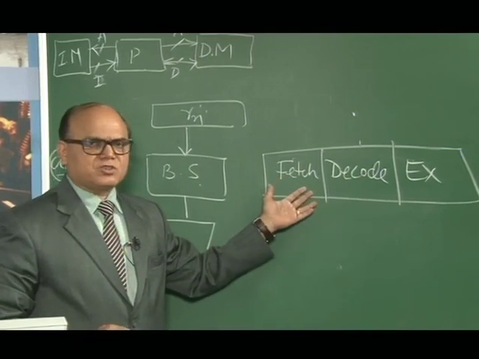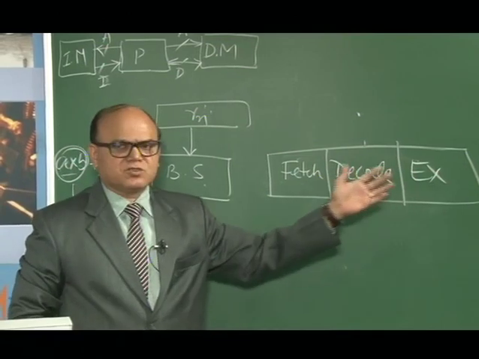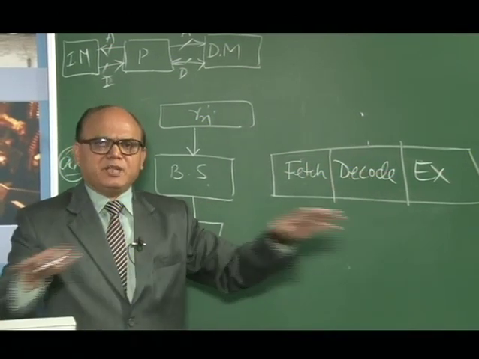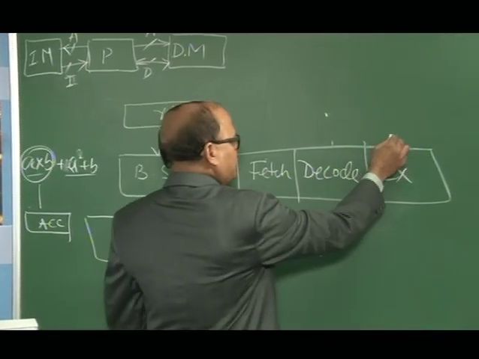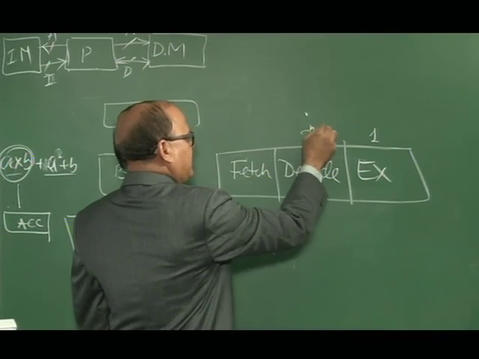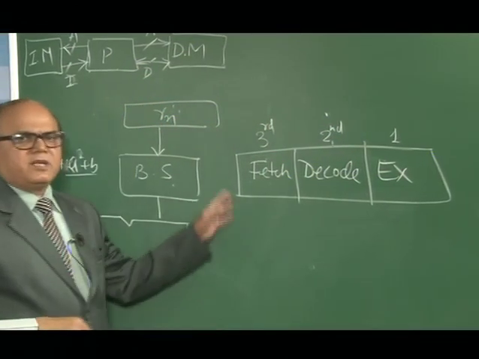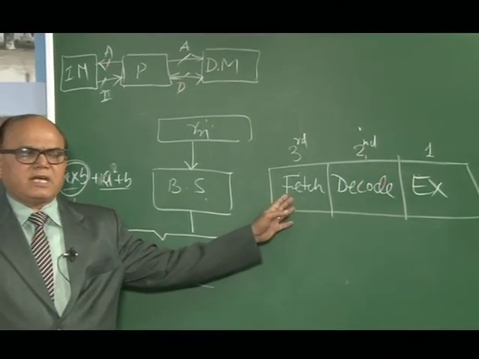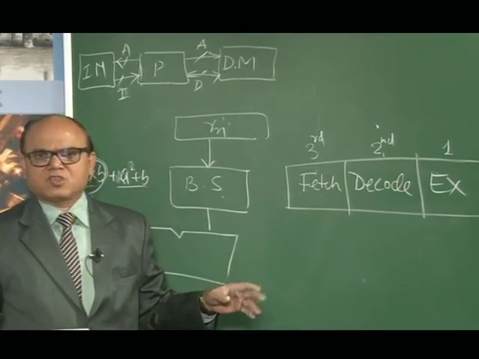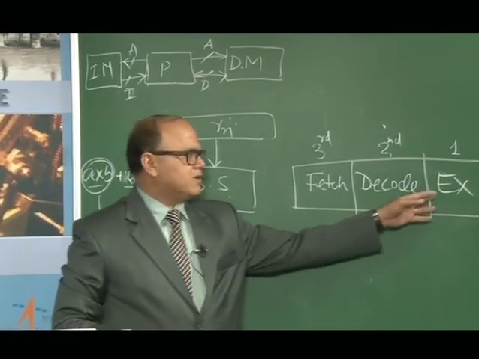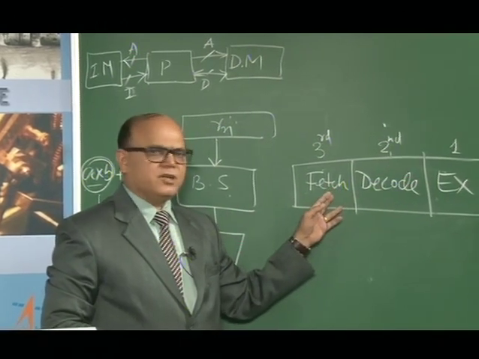So the fetch circuit should be independent of the decode circuit, and the decode circuit should be independent of the execute circuit. If these circuits are made independent, then when the first instruction is getting executed, the second instruction will be in the decode phase, and the third instruction of my program will be getting fetched from the memory. Since all these 3 are happening in a time-overlapped fashion, that is, simultaneously, the first instruction is executed, the second is getting decoded, and the third is getting fetched.